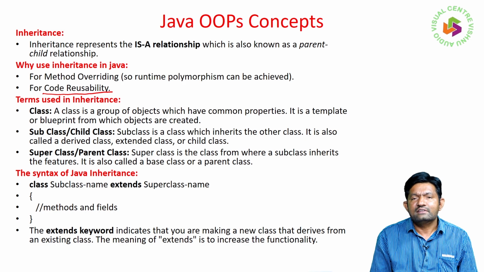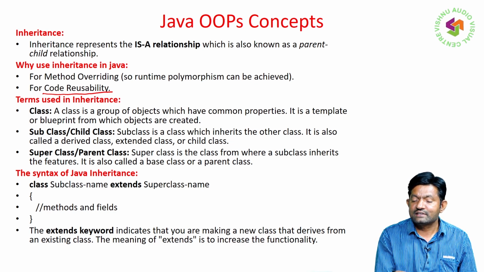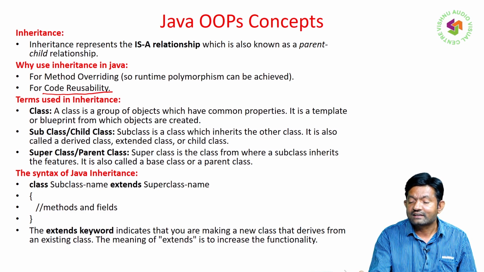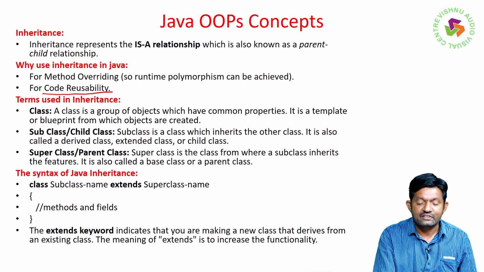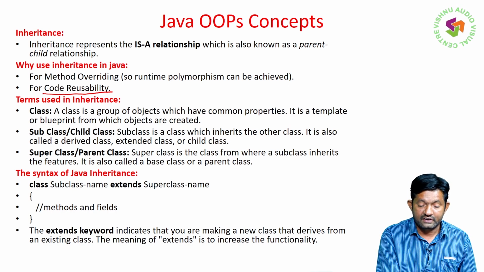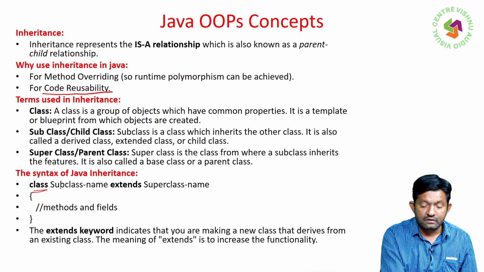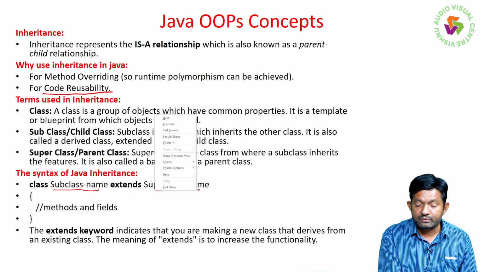The terms used in inheritance: class, subclass or child class, superclass or parent class. A class is a group of objects, we know that. A subclass is a class which inherits the other class. A superclass is the class from which a subclass inherits the features. It is also called a base class or parent class. The syntax of Java inheritance: class, subclass name, extends is the keyword, and superclass name.